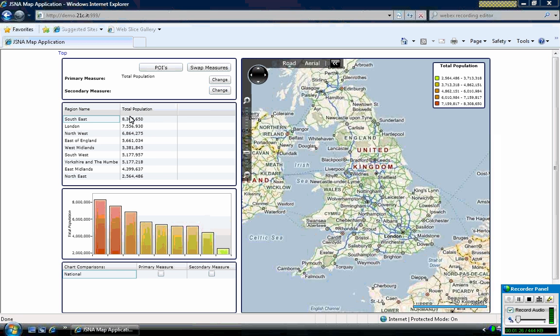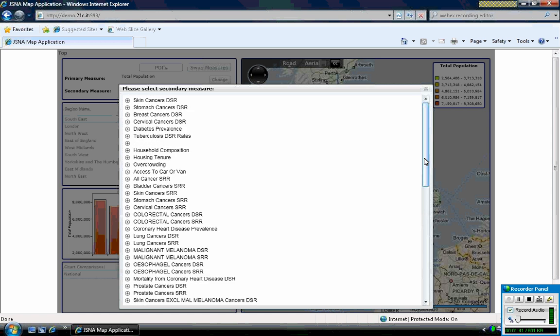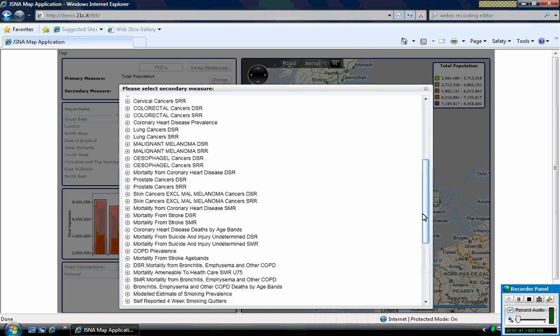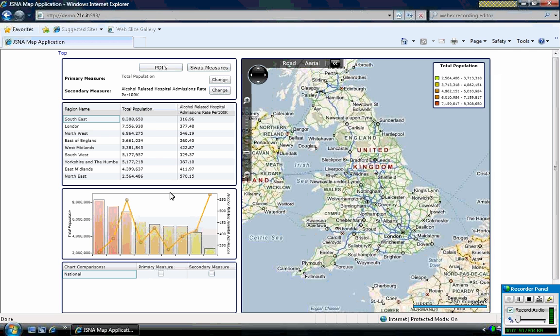So the idea behind this application is that it enables people with just 2 or 3 clicks to look at the national picture. So in this case we're looking at total population. We can add a subsequent measure, and you'll see there are 150 measures in here. So we might be interested in, let's say, alcohol-related hospital admissions per 100,000 head of population.